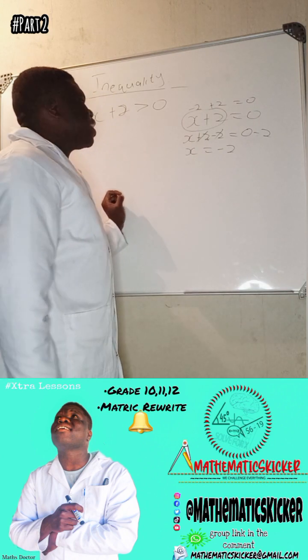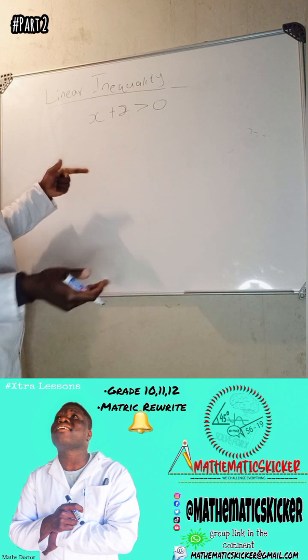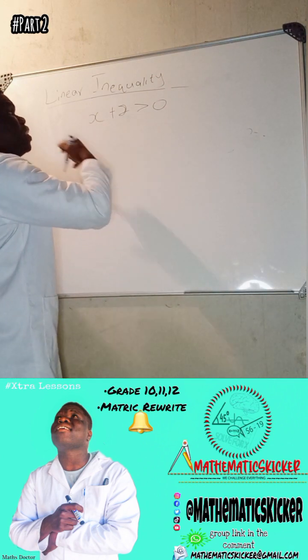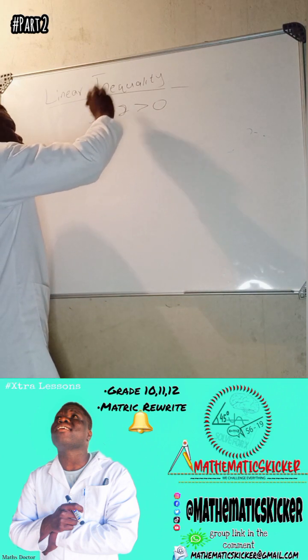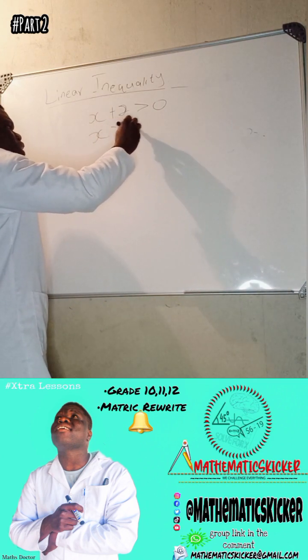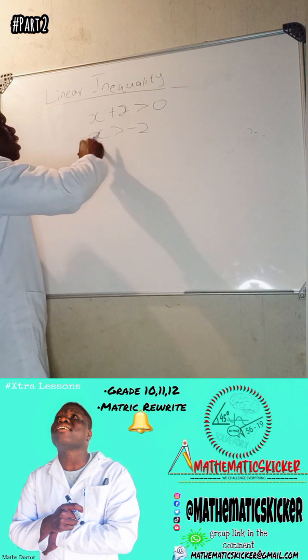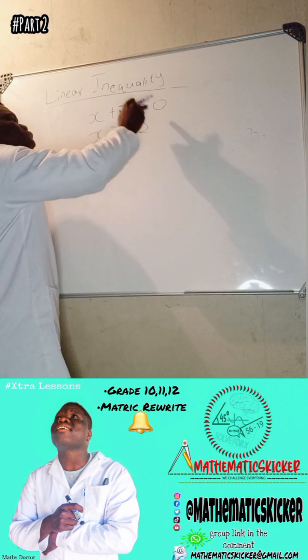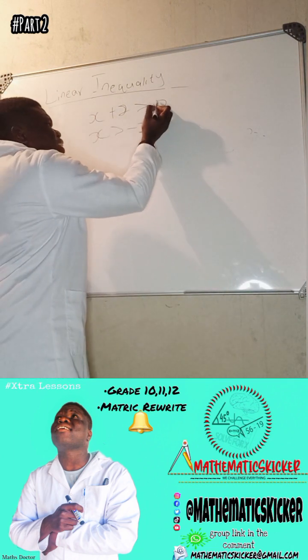Then now, in this case, they are saying for which value of x is x plus 2 greater than 0. Then we'll take the 2 to the other side. x is greater than what? Minus 2. That's the value of x. It means whereby x is greater than minus 2, we'll have something which is greater than 0.